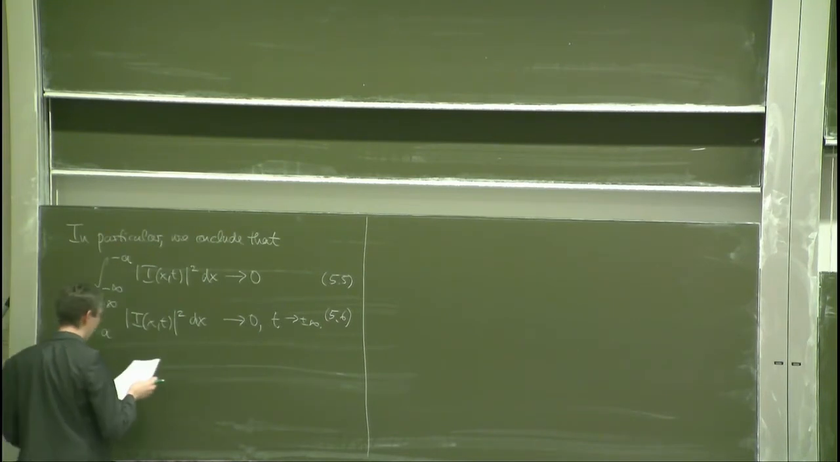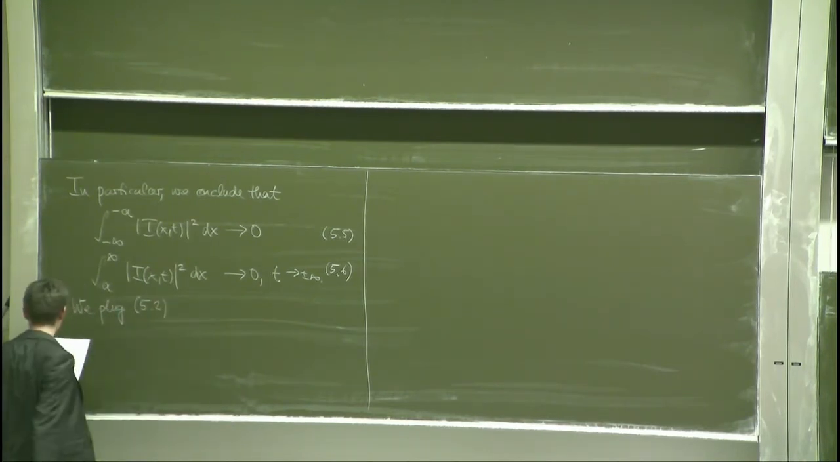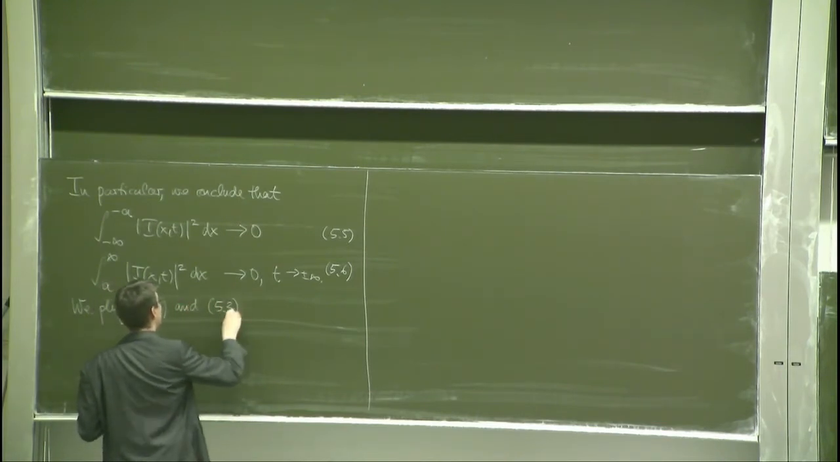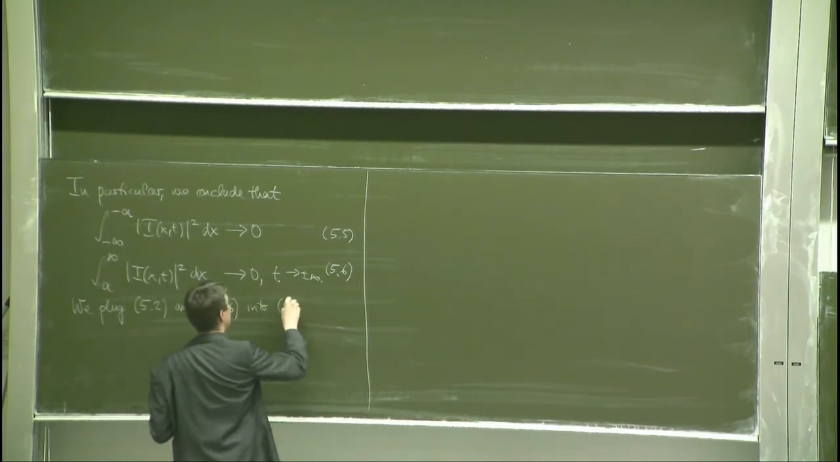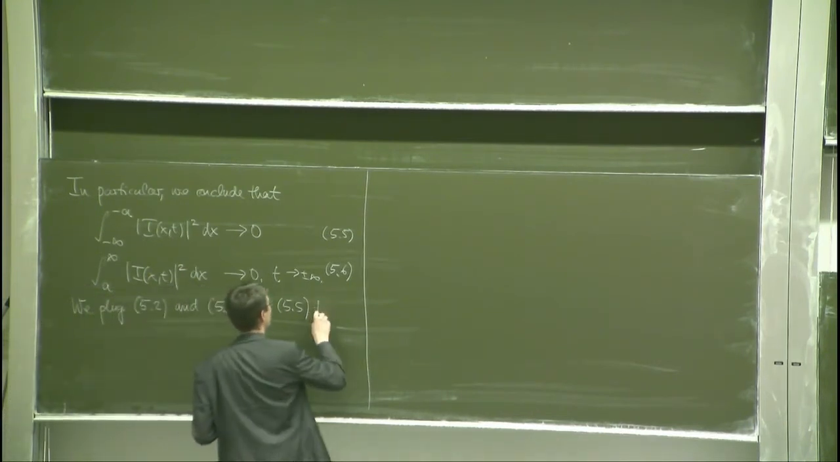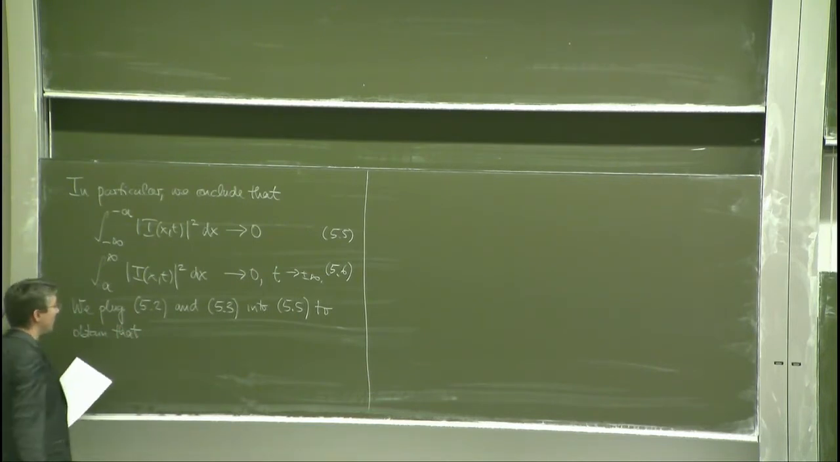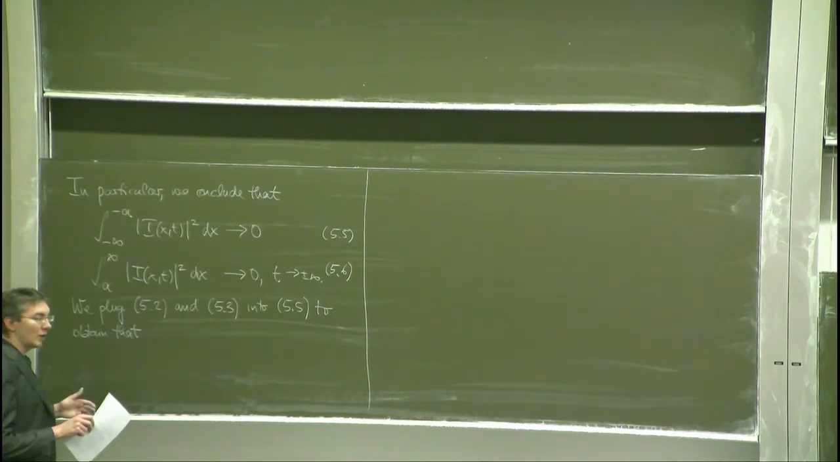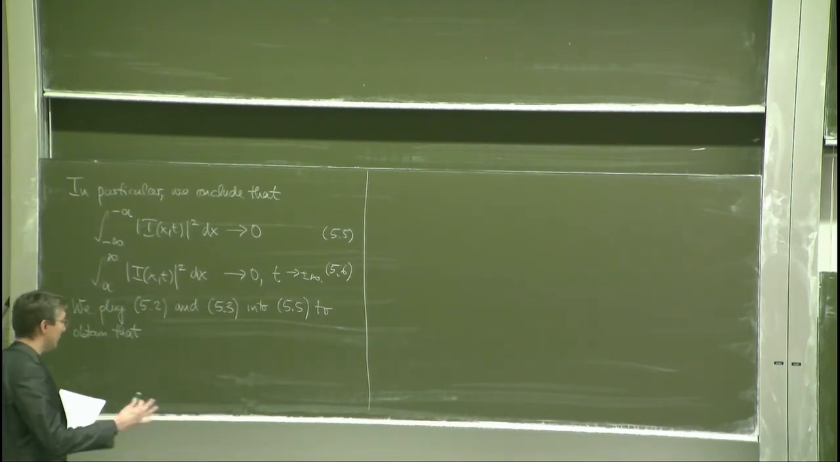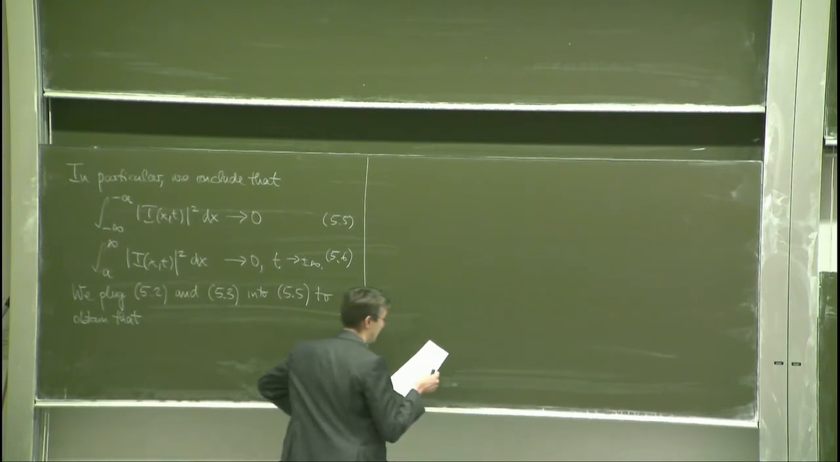What do we get from this? We now plug 5.2 and 5.3 into 5.5, the first limit here, to obtain that. You recall that 5.2 and 5.3, this was the ansatz for our functions E1 and E2 with the transmission and reflection coefficients. And we simply plug this in. You know that this term I includes the E1 and the E2, and now we replace this using these two formulas here to obtain that. We need a little bit of space for this.